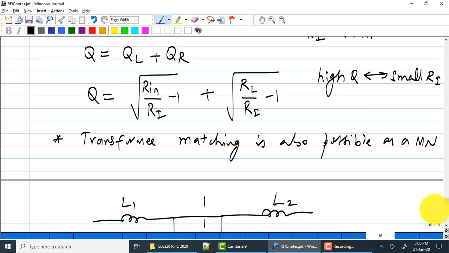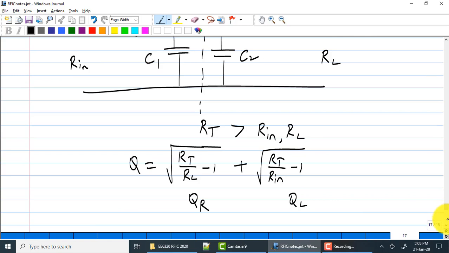So maybe in today's class, we'll do an example, right? We'll take the same impedance matching that we did with the L match, and then we'll do either the pi match or the T match, any one of them. And then we'll see if there are other types of matches.